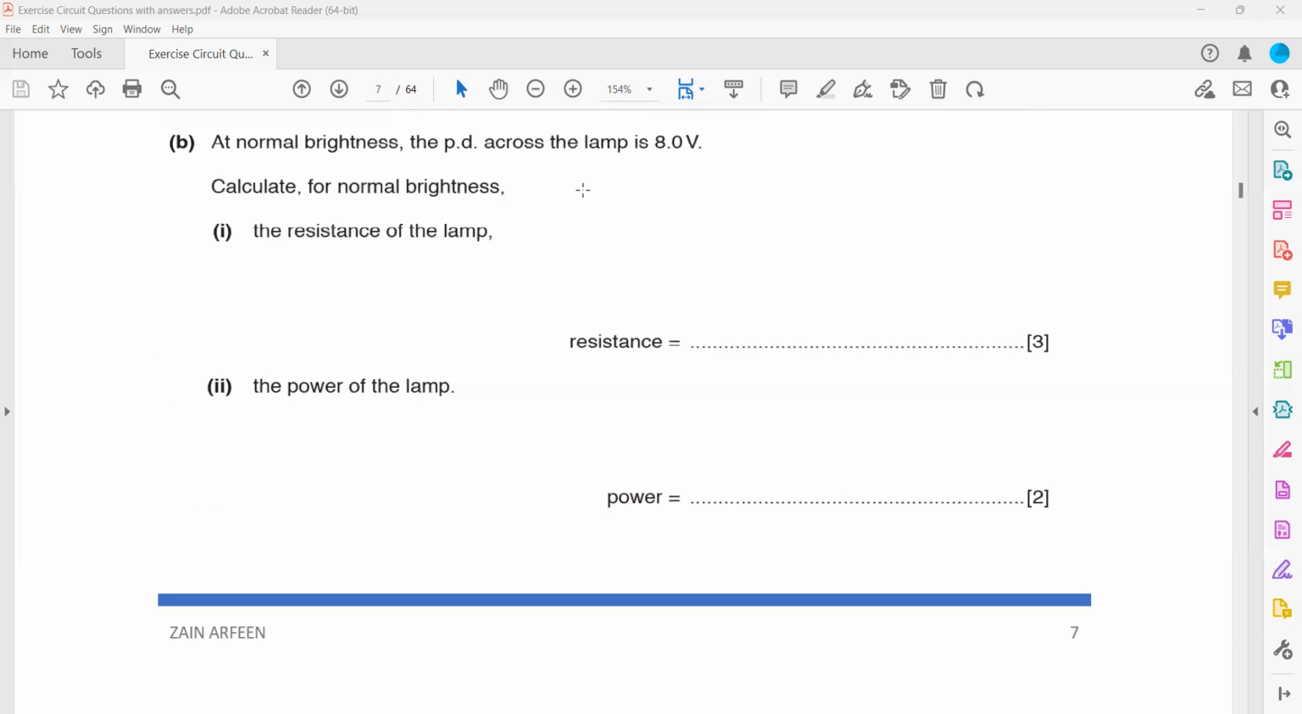The power of the lamp, if you want to work out the power of the lamp, we have the formula: power is a product of voltage and current. So voltage is 8 and the current is 0.72. What's the answer for this in watts? What's the answer here? 5.76. So 5.76 joules per second or watt.